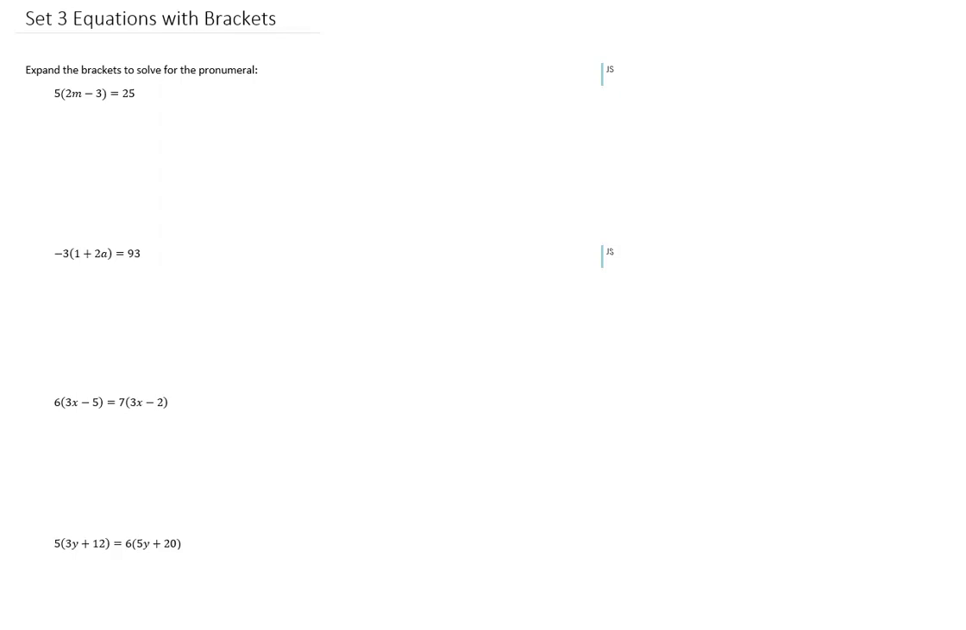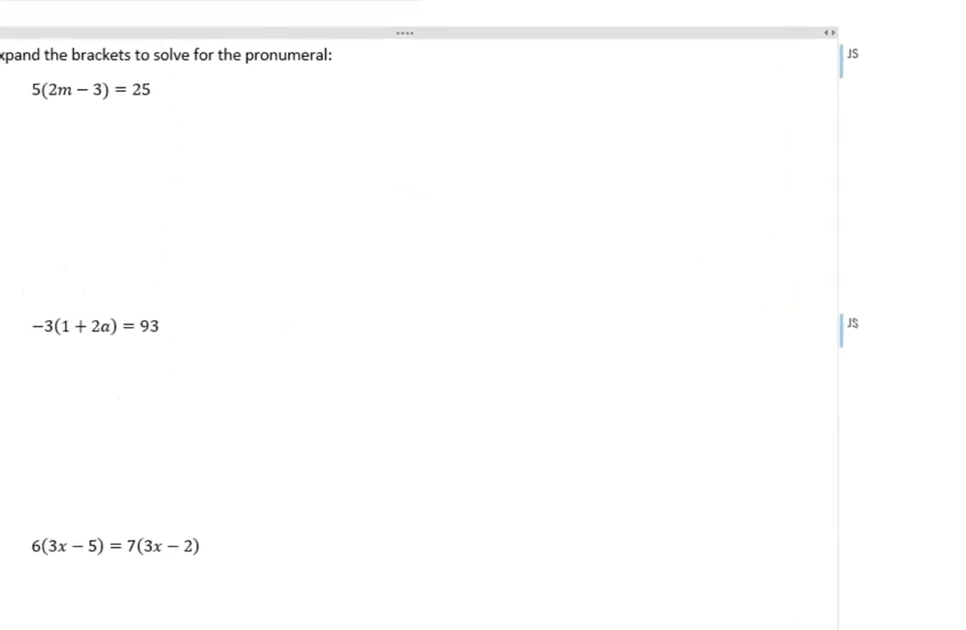Today we're solving equations with brackets. So the first thing I need you to do is to expand the brackets to get rid of them, because then you'll find the equation much easier to solve. All right, let's start off with our first equation we have here.